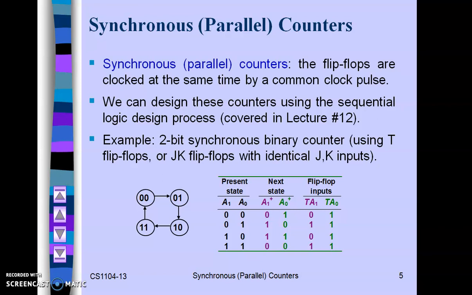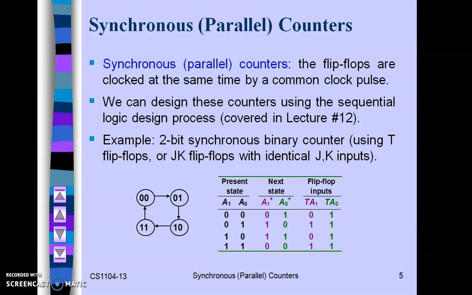In the synchronous or parallel counter, the flip-flops are clocked at the same time by common clock pulses. It means the clock pulse is provided to all flip-flops simultaneously. We can design these counters using the sequential logic design process. Here is the example: a 2-bit synchronous binary counter using T flip-flops, or JK flip-flops with identical JK inputs.